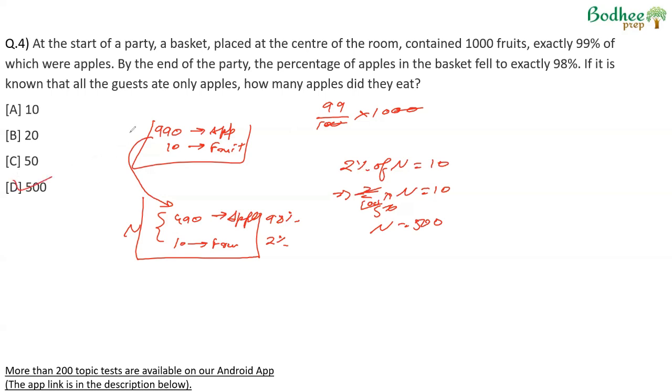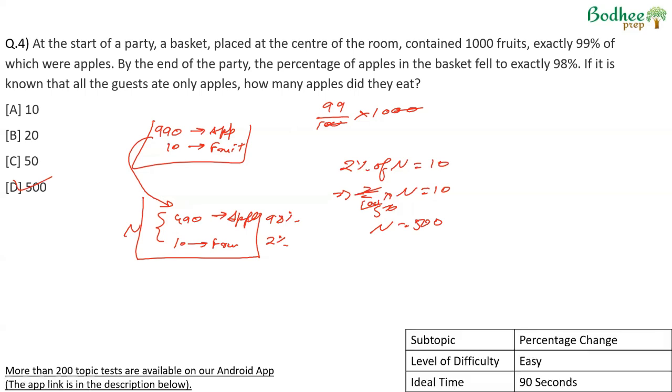Because the number of other fruit remained constant and the percentage doubled, that means the total number would have halved. So from 1,000 fruits, we are left with only 500 fruits. Now, this is a question that you would have come across while preparing, and therefore I'm saying an easy question, not more than 90 seconds to solve.